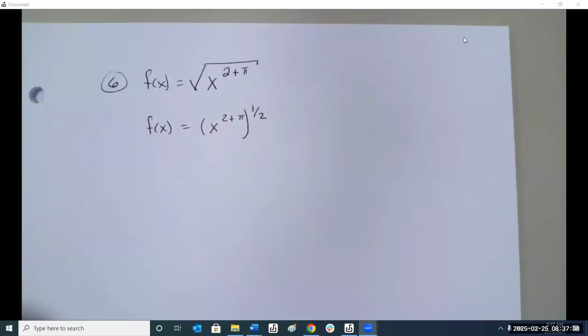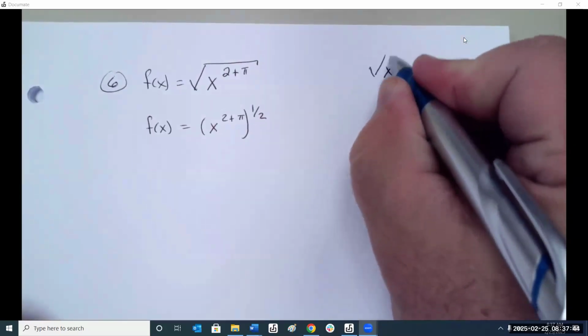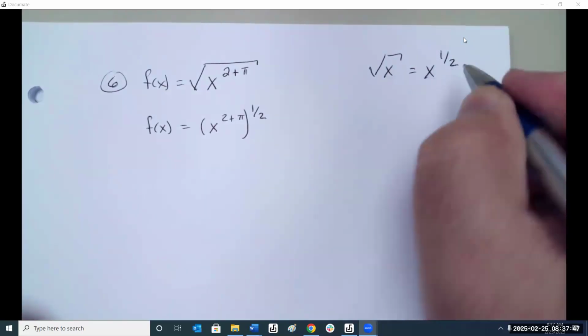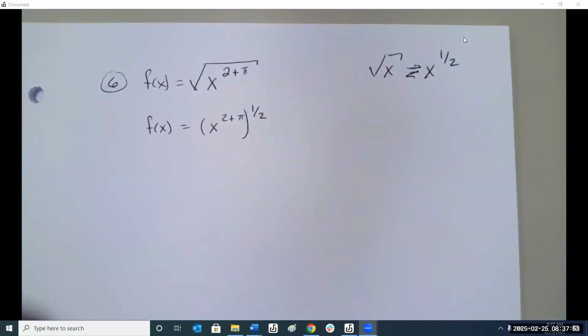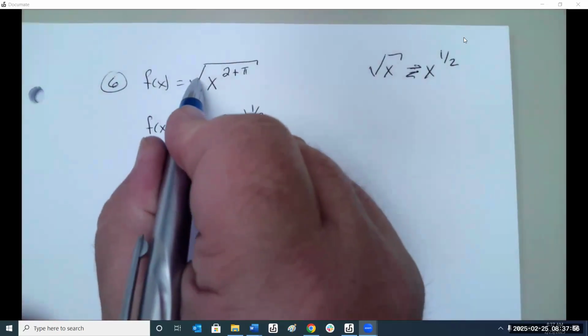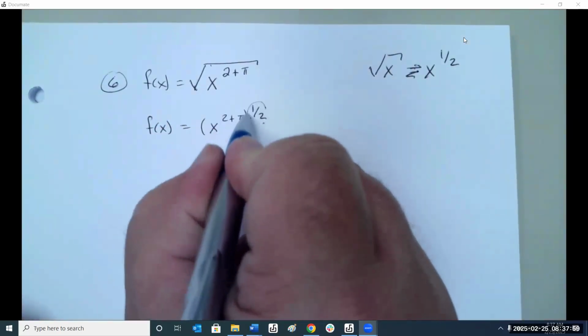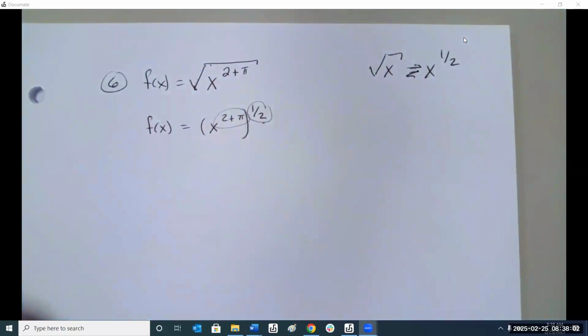Write it as an exponent. Because this is equal, I can go both directions. So now this radical becomes 1/2. Now, what do I do with these two powers? What's the rule for power to a power? Multiply.